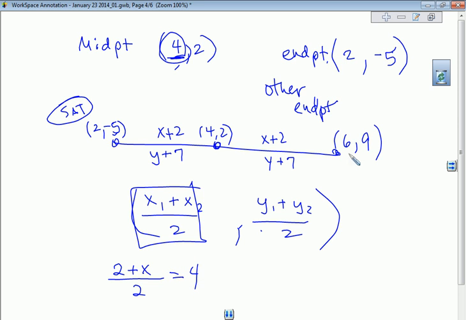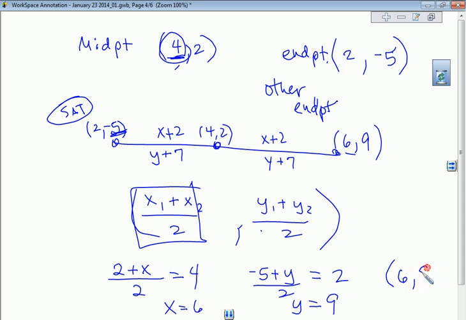And guess what we get? 6. Because isn't 6 plus 2 divided by 2 4? Yeah. All right? And then we could do the same thing with our y's. We could say, this time we want it to equal 2 because that's what our y value is at the midpoint. So we know that one of the endpoints, the y value is -5. So -5 plus another y, when I average it, I get this. Well, if I multiplied by 2 and then added 5, do I get y is 9? Did I get the same answer? Yes, you pick your method, whichever one makes more sense to you. Okay?